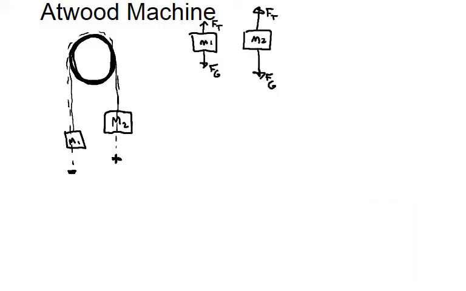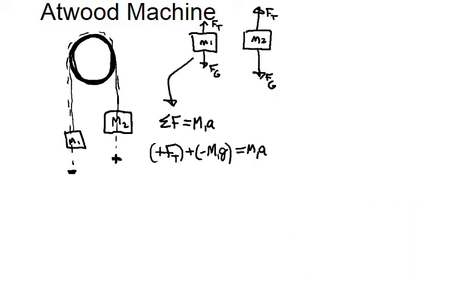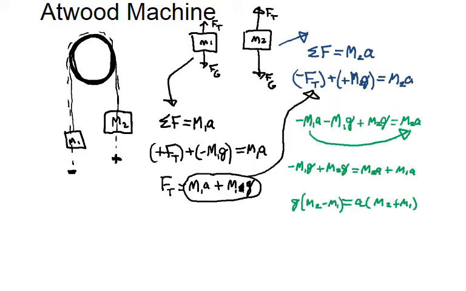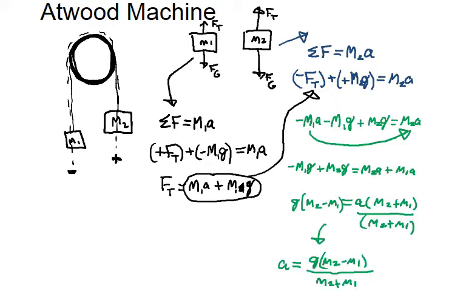Okay, so we've got the two equations. One on the left side, mass 1, positive force of tension, negative force of gravity, and equals m1a. And for mass 2, negative force of tension plus the positive m2g. And we can substitute, bring it in, isolate for acceleration. So we should get the acceleration of the system.